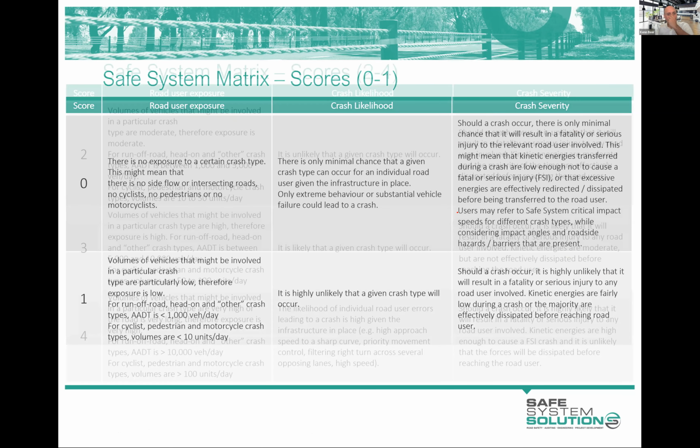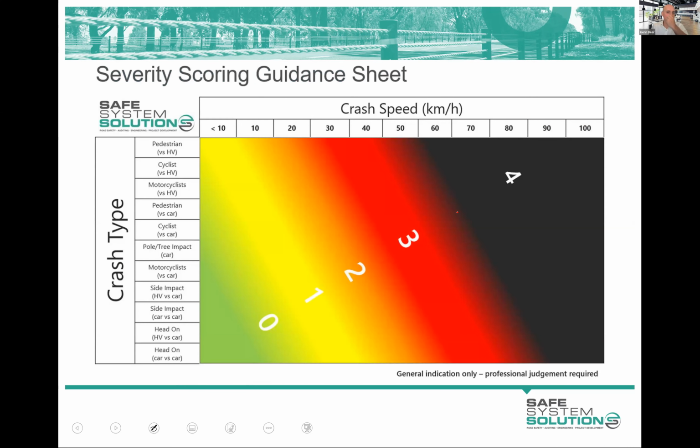Now, to help you on this one, this is where we produce this. So you remember this from session 1. I showed it to you. We've started to list some crash types, list the speed of the bullet vehicle in that crash, and then done a graded colored scale there. General indication only, professional judgment required. You really have to think about this, trying to give a general feel for it.